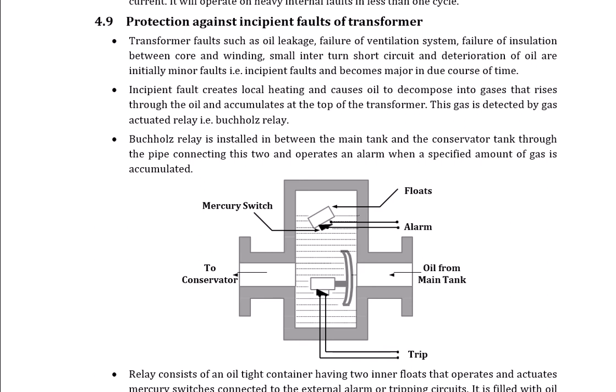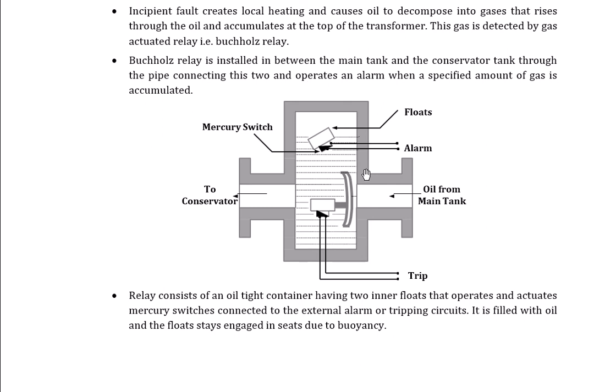time. Okay, so an incipient fault creates local heating and causes the oil to decompose into gas that rises through the oil and accumulates at the top of the transformer. This gas is detected by a gas actuated relay, which is known as a Buchholz relay. Okay, so the Buchholz relay is installed in between the main tank and the conservator tank, on the pipe connecting these two, and operates an alarm when a specified amount of gas is accumulated. Okay, so this is the arrangement for how we use the Buchholz relay.